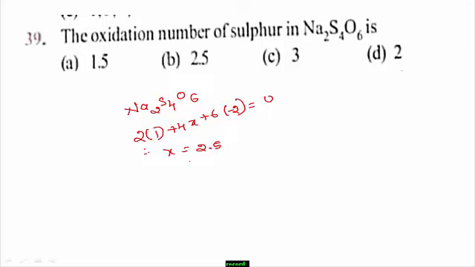By the chemical bonding method, two sulfur atoms have an oxidation number of +5 and two sulfur atoms have an oxidation number of 0. Therefore, the right answer is option B. Remember, students? Here X is equal to 10 by 4, which means its value is 2.5.